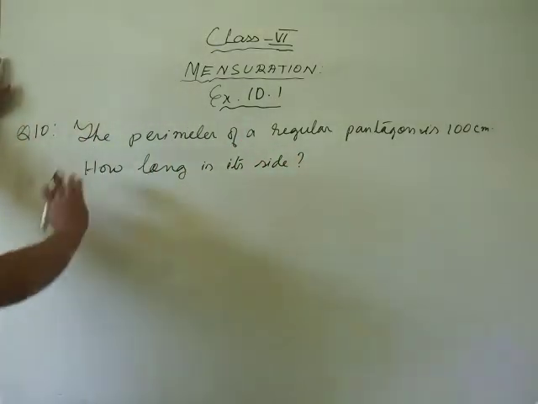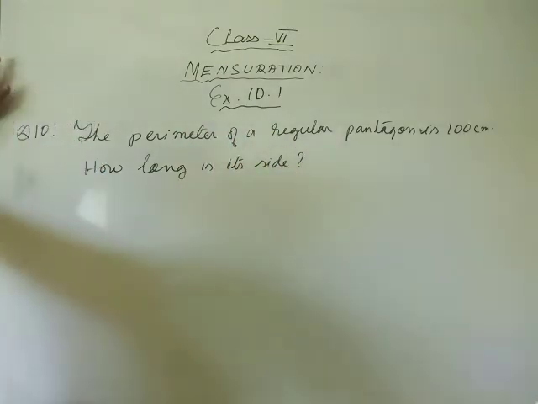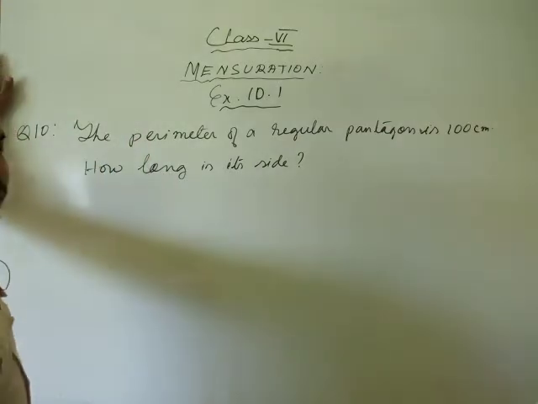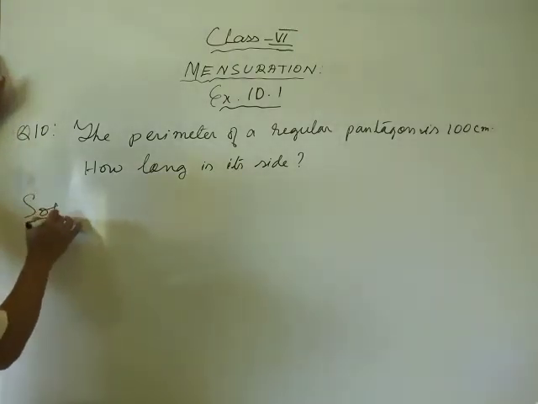So, the perimeter of a regular pentagon. You know how many sides a pentagon has? 5 sides are there, and since it's regular, all the sides will be the same, isn't it? So, let's look at the solution.